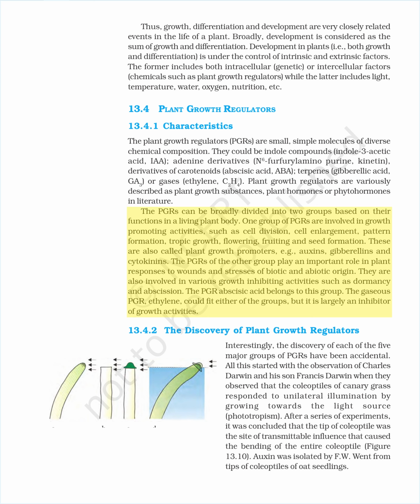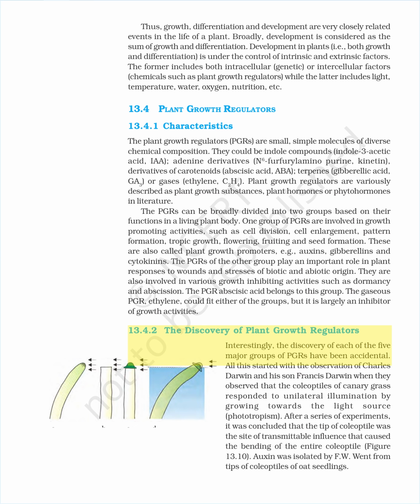The PGRs of the other group play an important role in plant responses to wounds and stresses of biotic and abiotic origin. They are also involved in various growth-inhibiting activities such as dormancy and abscission. The PGR abscisic acid belongs to this group. The gaseous PGR, ethylene, could fit either of the groups, but it is largely an inhibitor of growth activities.